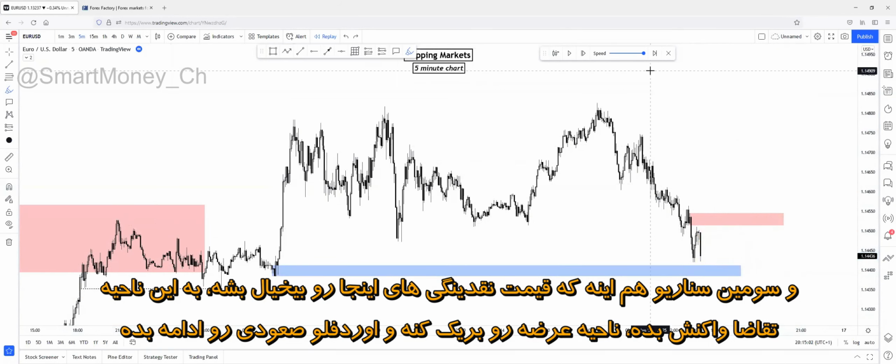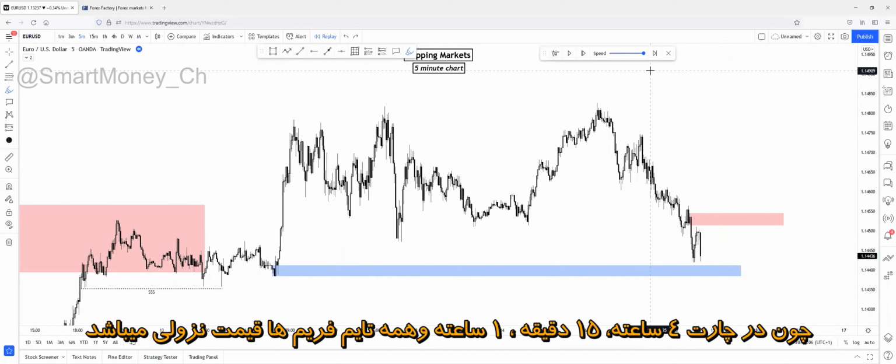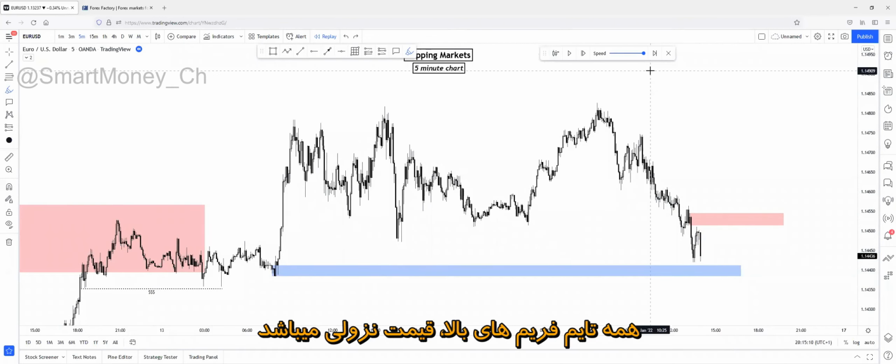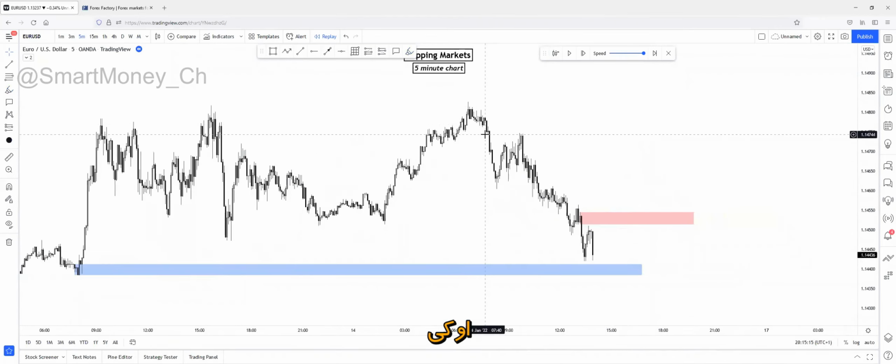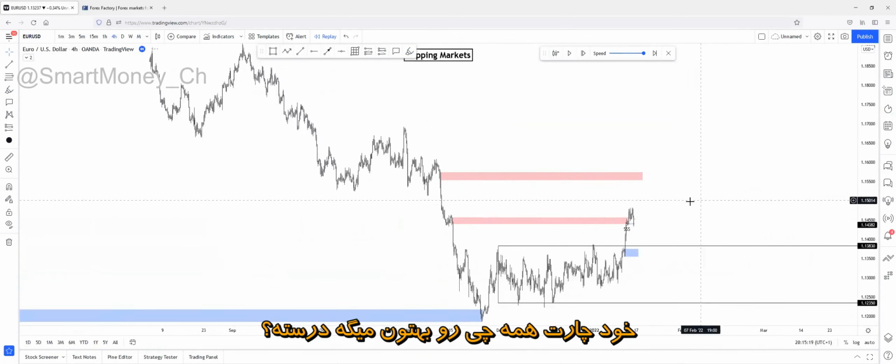But let me just point it out that I'm still pretty bearish on this chart. I'm still pretty bearish because our 4-hour chart or 15-minute chart or 1-hour chart, every single time frame is still bearish. The higher time frames basically are bearish. You can just simply tell by looking at the chart, right?